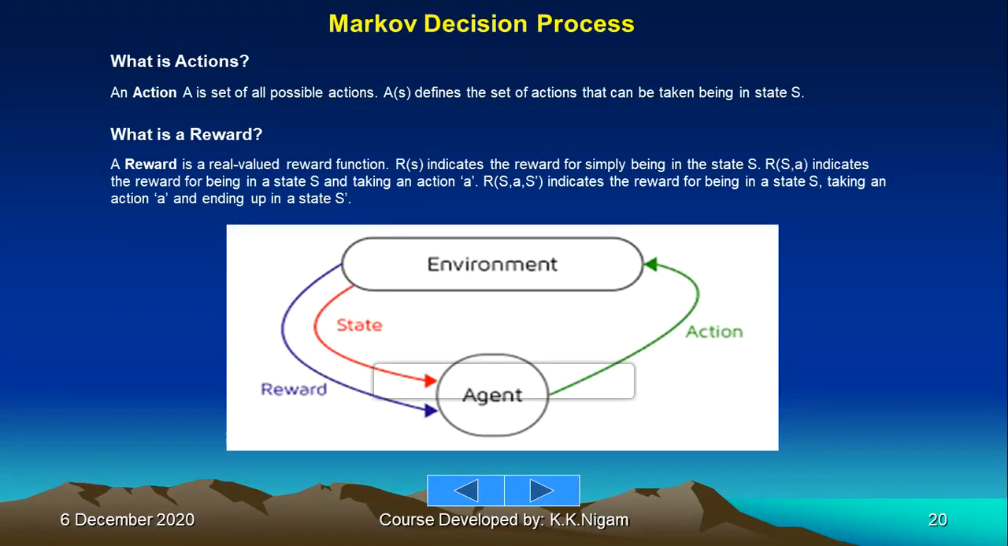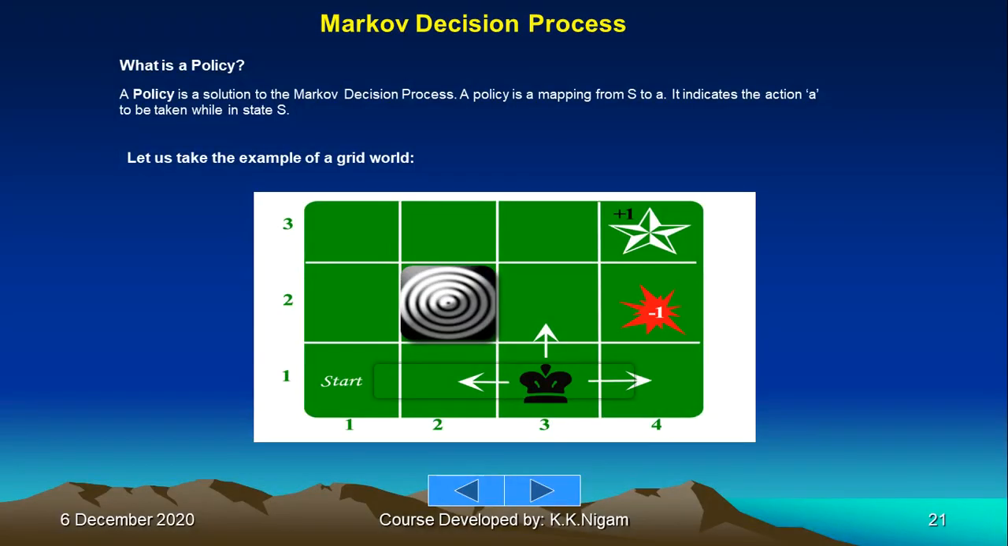Now, what is an action? A is the set of all the possible actions. A(S) defines the set of actions that can be taken being in state S. And what is a reward? A reward is a real valued reward function. R(S) indicates the reward for simply being in state S. R(S, A) indicates the reward for being in a state S and taking an action A. R(S, A, S dash) indicates the reward for being in a state S, taking an action A, and ending up in a state S dash. So what is a policy?